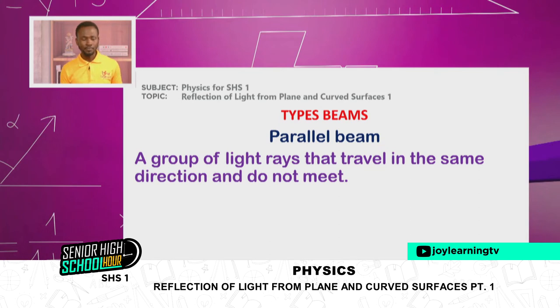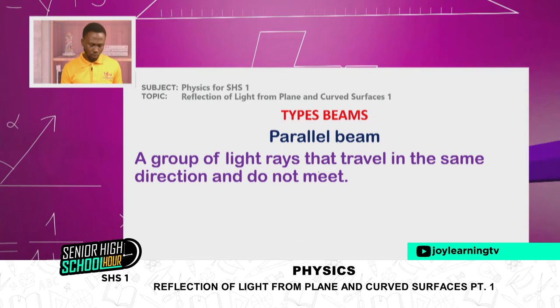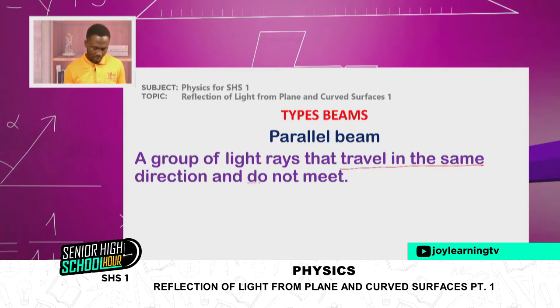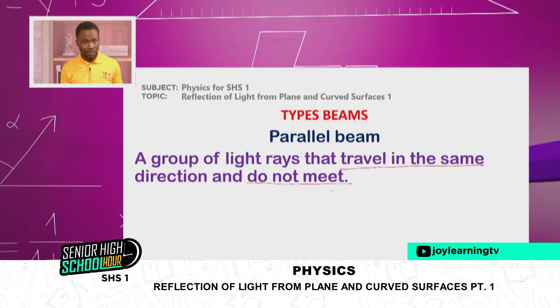Parallel beam. So the first type is what we call the parallel beam. It is a group of light rays. Of course, it's a beam, so a collection of light rays. Now, they travel in the same direction. That's one. And number two, they do not meet. They travel in the same direction and they do not meet. That makes them a parallel beam.